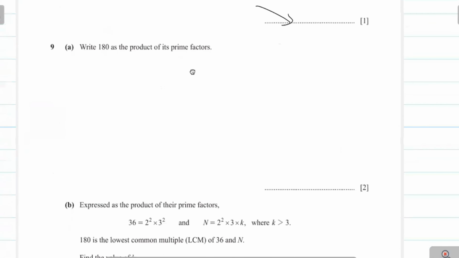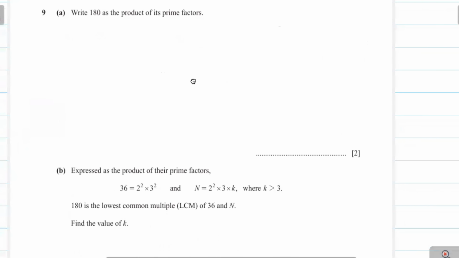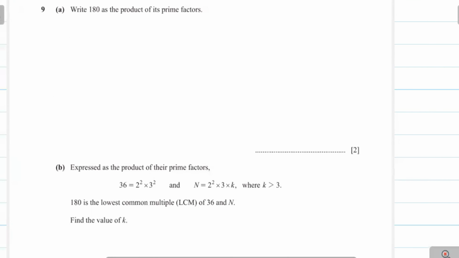We'll write down 180 as a product of its prime factors. Therefore, we can write 180. We will divide 180. Firstly, we will divide by the first prime number, that's 2. 2 times 90 is 180. Next, we will divide 90 by 2. We get 2 times 45 is 90.